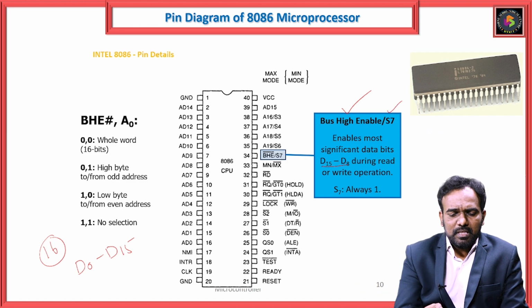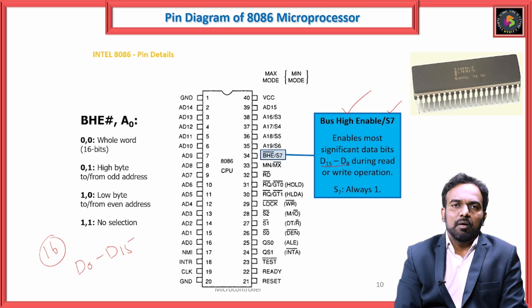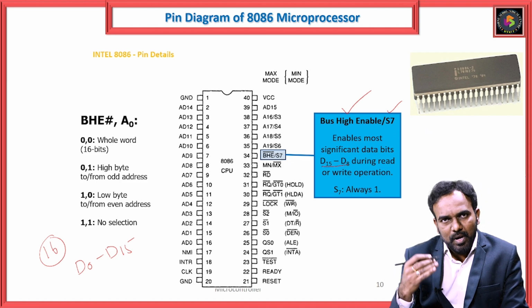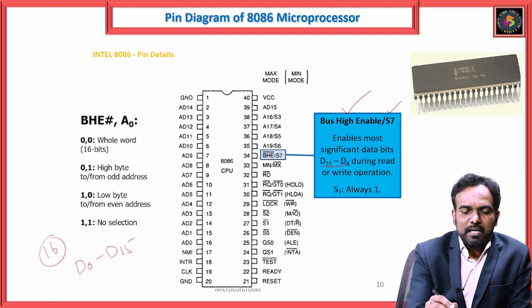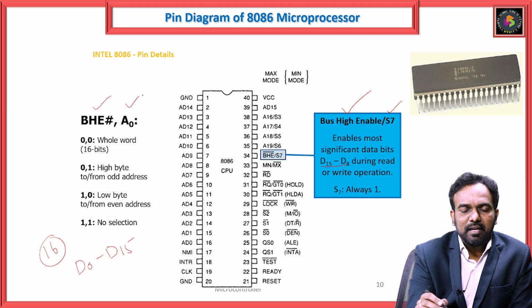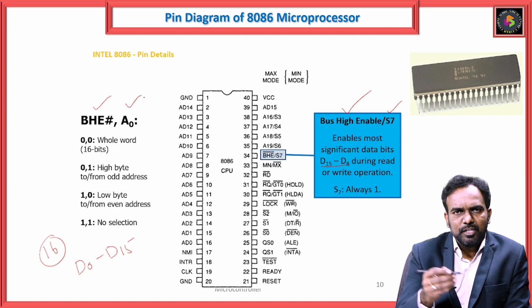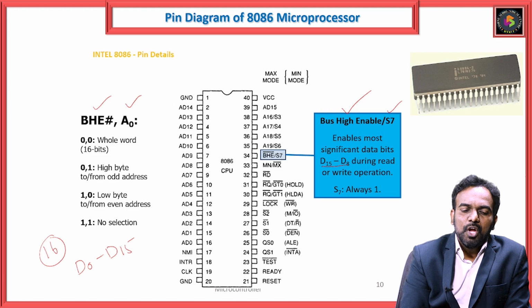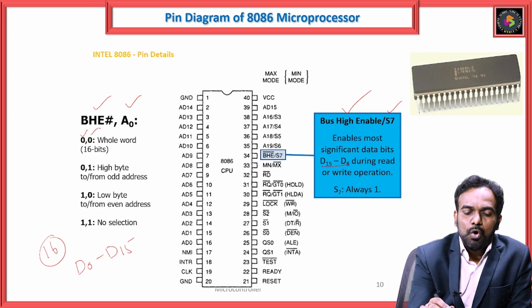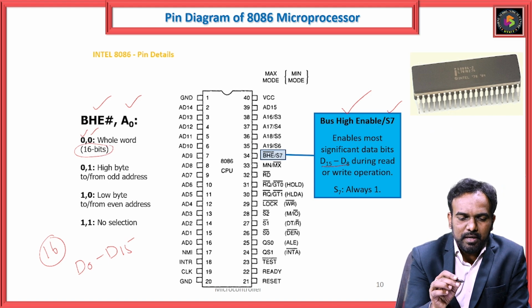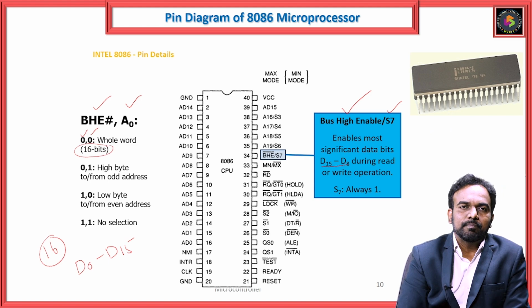Not only for higher data line selection, sometimes the BHE, bus high enable pin, we can use for memory bank operation, by combining BHE with A0. A0 is another address line in the 8086 microprocessor. These two act as a selection for memory related operations. If we make 00, it is a whole word operation, that means for 16-bit data transfer, we have to make 00 for BHE and A0.